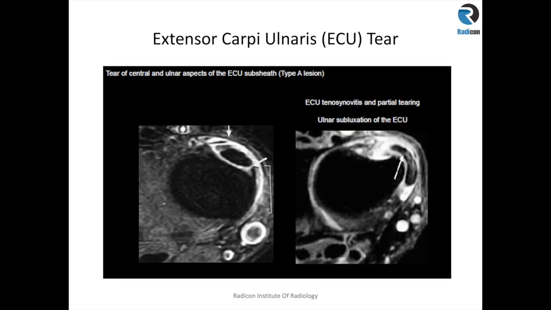With trauma, you can get ECU subsheath or tendon sheath tears, where you get disruption of the subsheath, and that can result in ECU subluxation or dislocation, as demonstrated in this case. So there's a partial tearing of the ECU tendon with ulnar subluxation. There's quite a fair bit of surrounding soft tissue reaction and edema. There's perhaps a degree of tenosynovitis in this region as well.